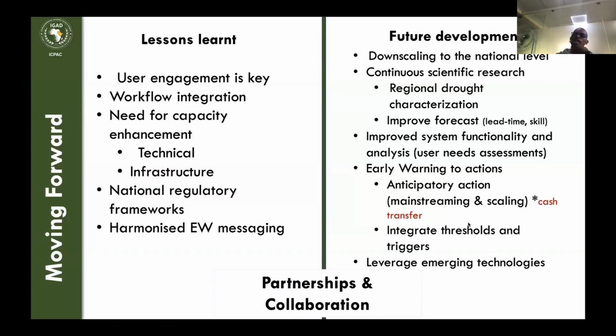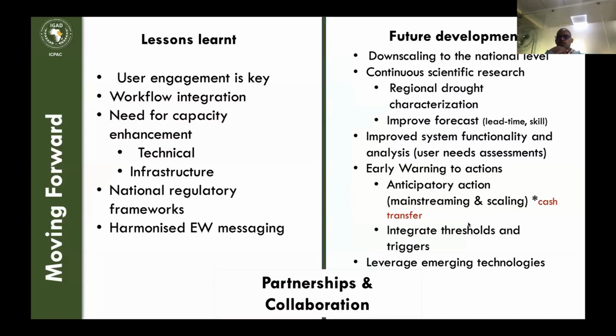So one is, in engaging the users and stakeholders, it's very keen, instrumental. Also, workflow integration comes as a priority. Also, as you continue improving and enhancing, there is a need to build the capacity of those people who are involved and using the system, but also improve the load capacity of your system so that it can handle the big data processing that might be involved.